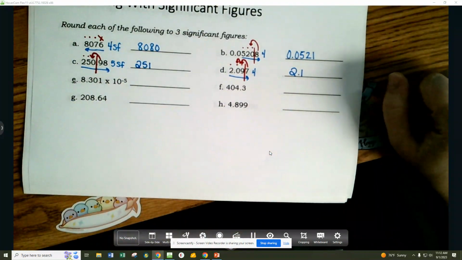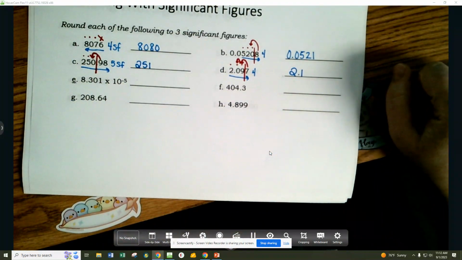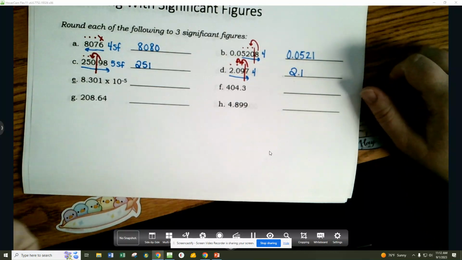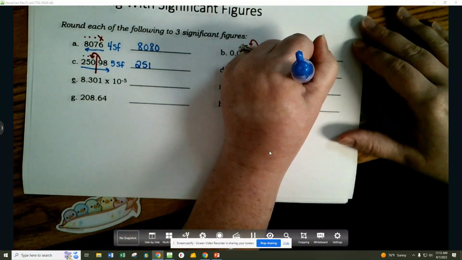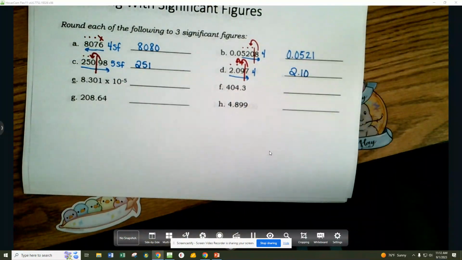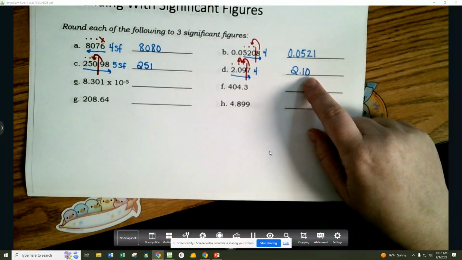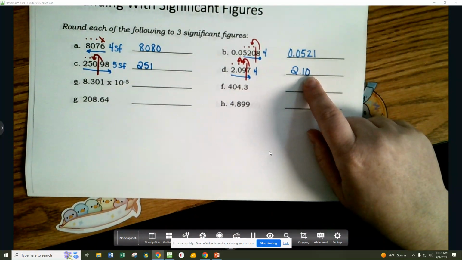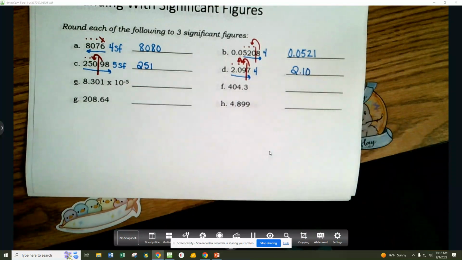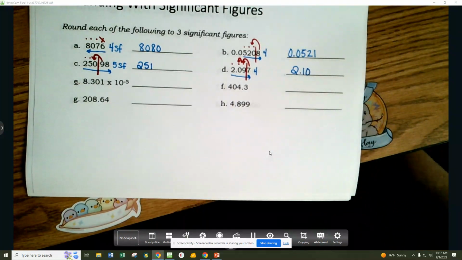2.1 is only 2 significant figures. I need to keep 3. So what you do is that is now a 0. So by adding that 0, you're saying to a certain degree, this is a more accurate, more precise measurement than saying just 2.1. So 2.10, using the Pacific rule, has 3 sig figs, and that's good to go.